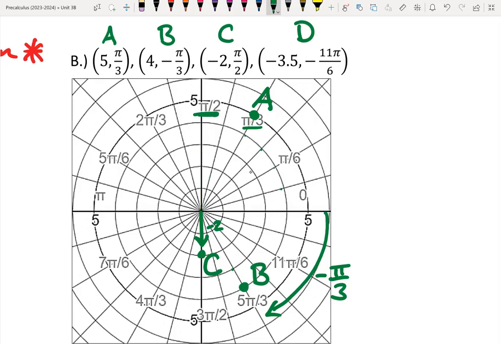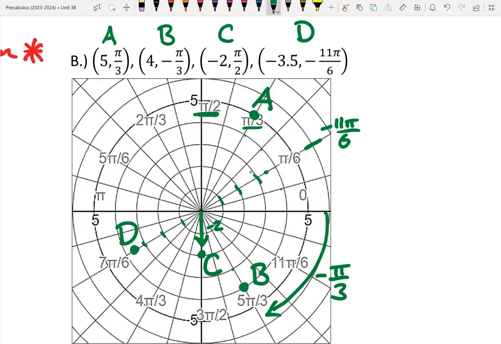All right. Let's see. Ava, point D. And where is the negative 11 pi over 6? Very good. Negative 11 pi over 6 is here at pi over 6. And then what measure, where are we going? In the opposite direction. So this would be 1, 2, 3.5 positive, but I need to go in the opposite direction. 1, 2, 3.5 would be D. Again, going in that opposite direction.